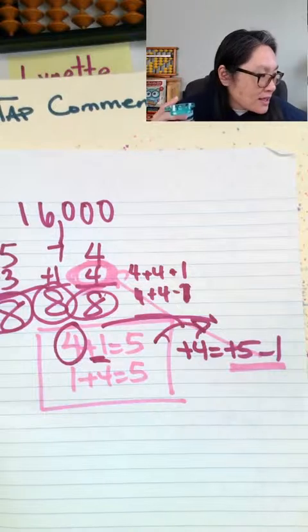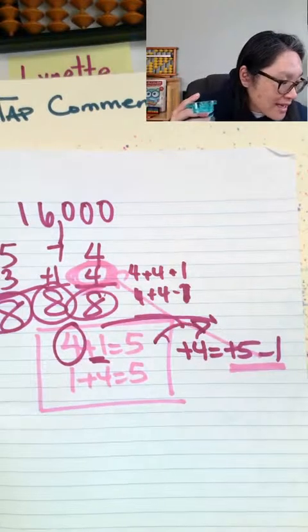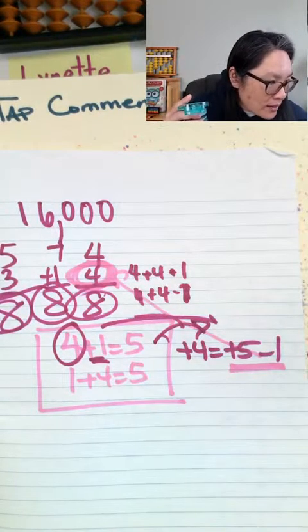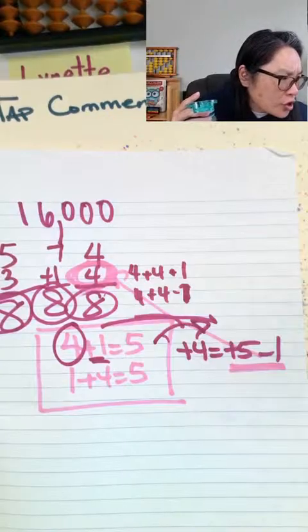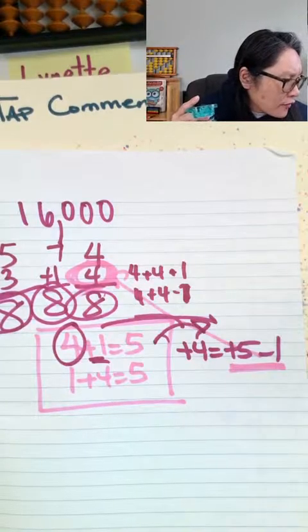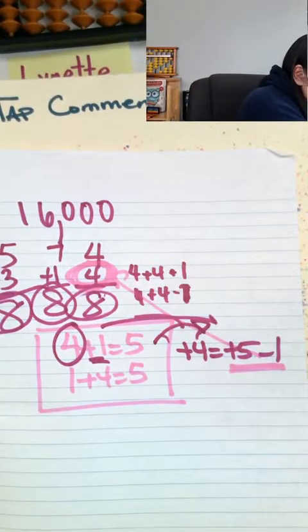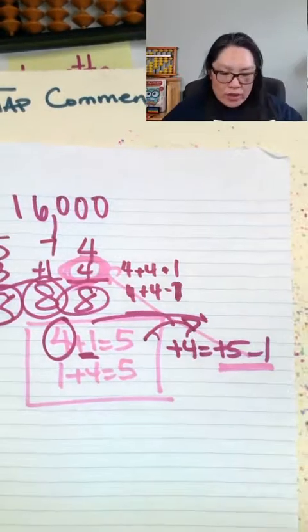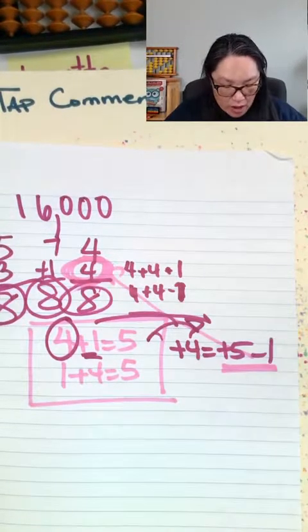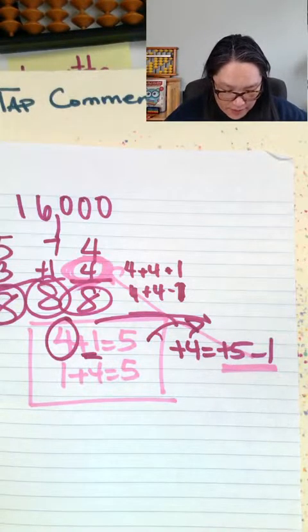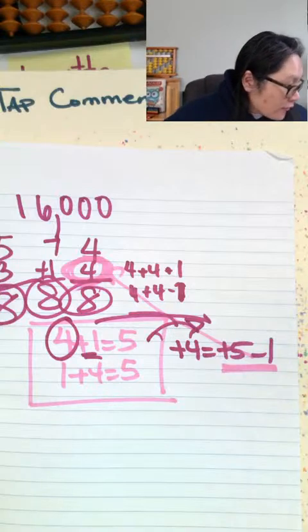There's many things that we do in abacus that we don't actually say, like distributive property. There's a lot of terminologies that math does that we don't do in abacus, because we just talk about the basics, which is plus the 4 is equal to plus the 5 minus 1, and that's a fundamental thing.